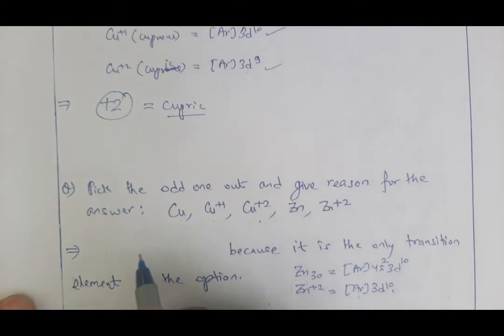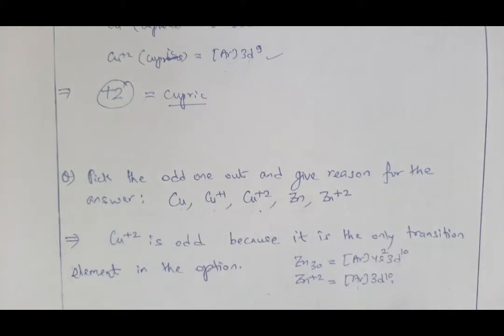So in all this, the odd one is what? Cu2 plus is odd. Why is it odd? Because it is the only transition element in the options. The rest are all not transition elements. Hope you understood till here.